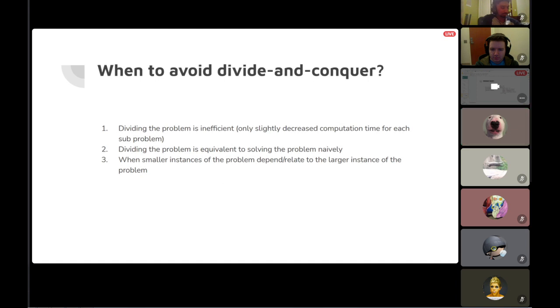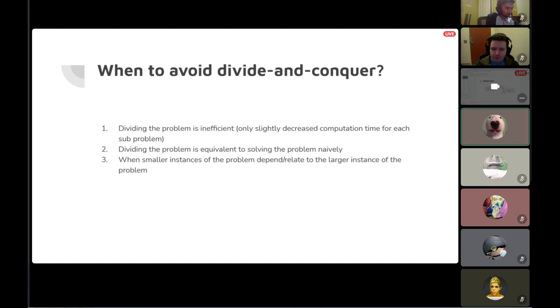For example, I'm trying to think of a real world example, but it's escaping me. So hypothetically, say you have a problem that you could solve in O of n time, or you could divide it into two subproblems which each take O of n time. That's not very efficient at all, actually. You've just doubled the computation time of your algorithm.